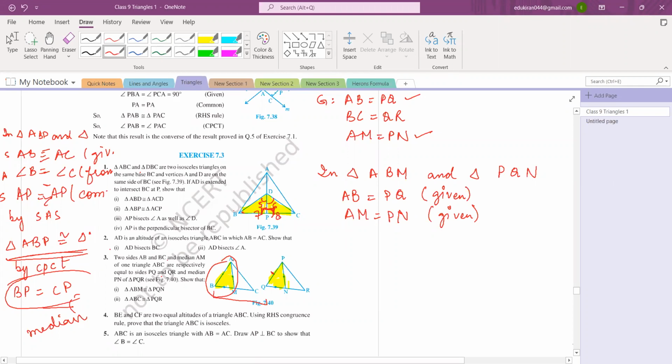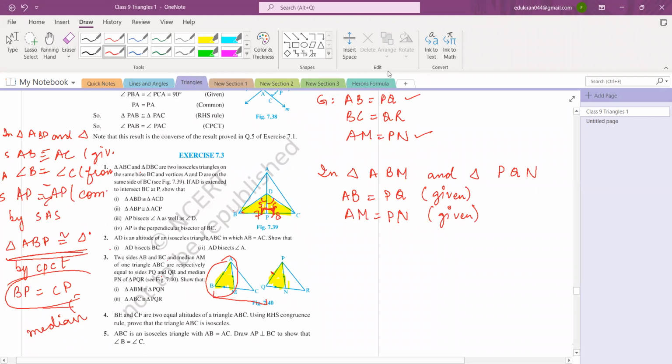Yes, Mridula, are you there? Yes, ma'am. Please think about it. Tell me something. Ma'am, we have to prove that side BM is equal to QN. So first we have to prove that BM is equal to QN, right? Then only we can show the SSS criteria, isn't it? Yes, ma'am. Yes.